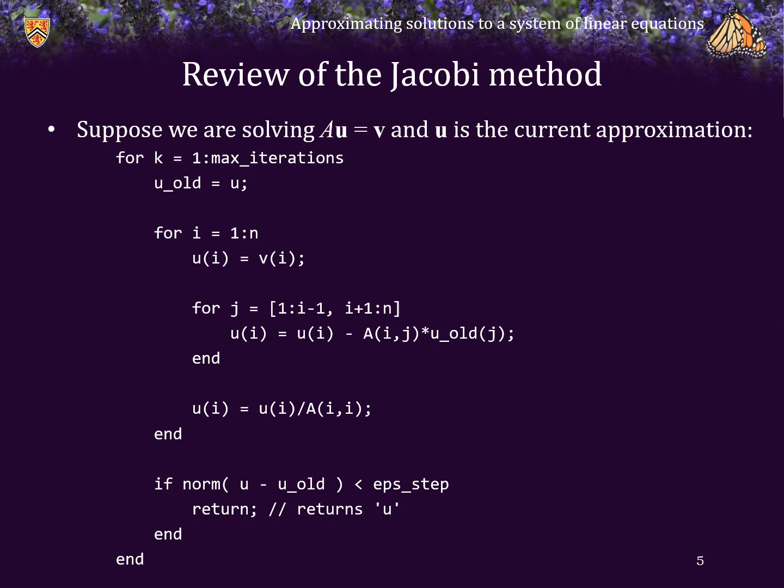Having done that for every single entry of the vector u, we then check, is the distance between the current approximation of u and the previous approximation of u, is that norm less than epsilon step size? And if it is, then we will return. And of course, this is going to return the vector u.